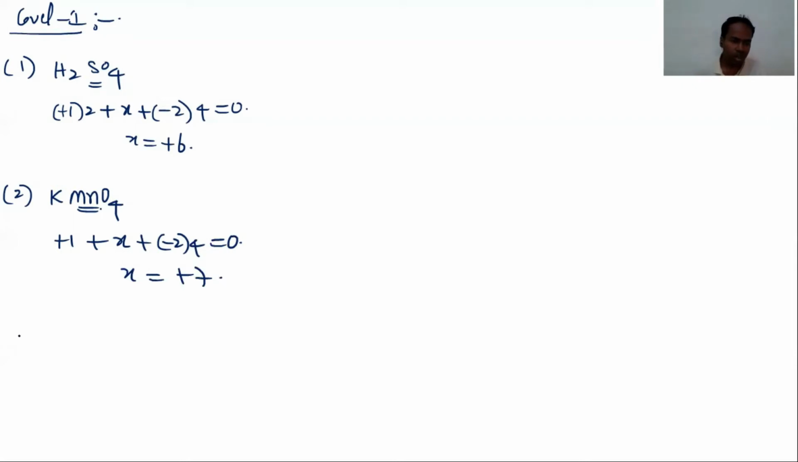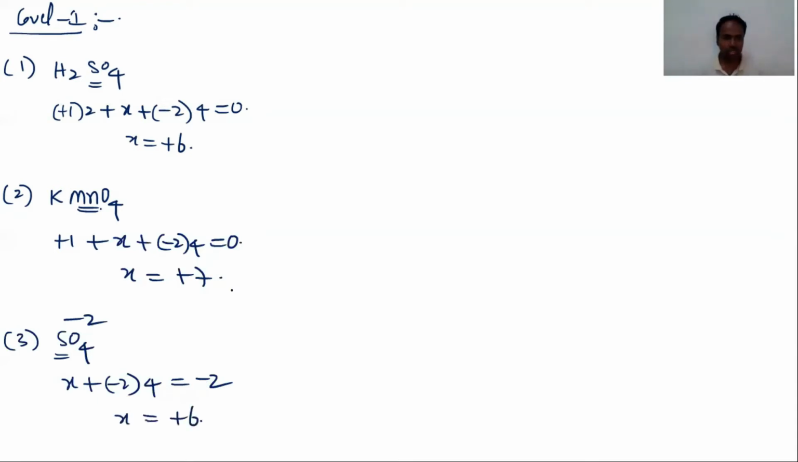Take some polyatomic ions. SO4 2-. What is the sulfur oxidation state? Here sulfur is X. Each oxygen is -2 into 4, is equal to -2, because for all polyatomic ions, the sum of oxidation states is equal to its charge. The charge of this ion is -2, that's why the sum of oxidation states is equal to -2. Then find X. X is equal to +6.